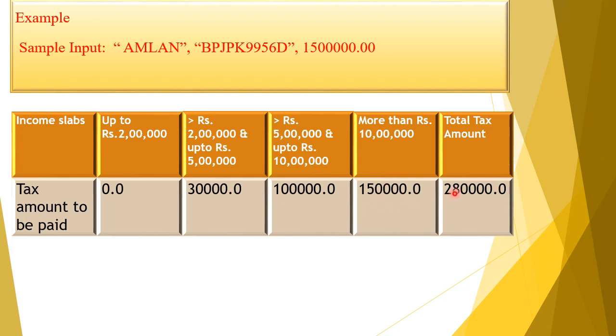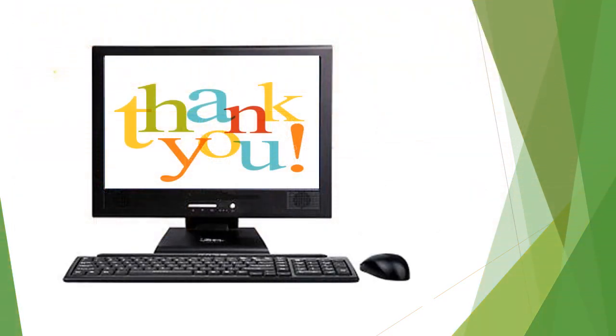1,50,000. So the total tax to be paid by the person Amlan is 30,000 plus 1 lakh plus 1,50,000, that's equal to 2,80,000 rupees. So this is an example based on the given conditions in the question. I think you follow the program and the logic of the statements of the program. Wind up today's class. Thank you.